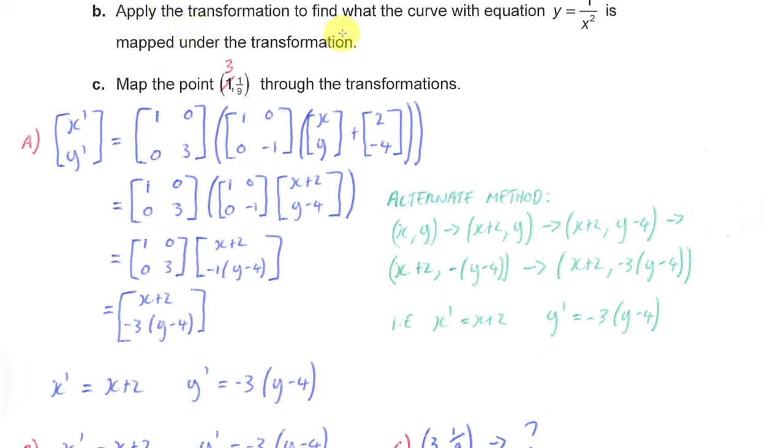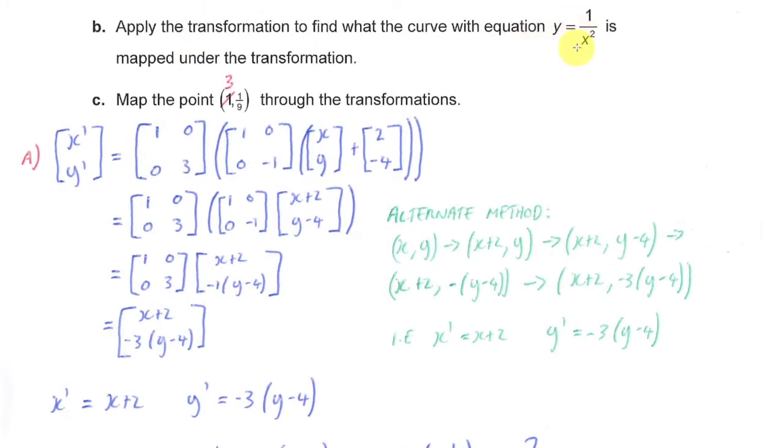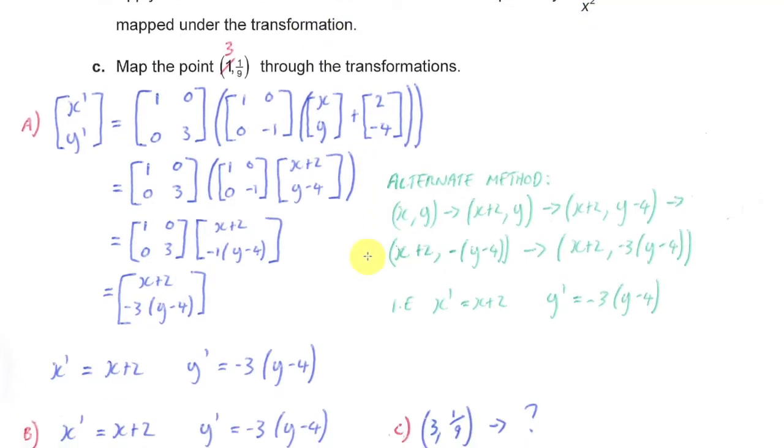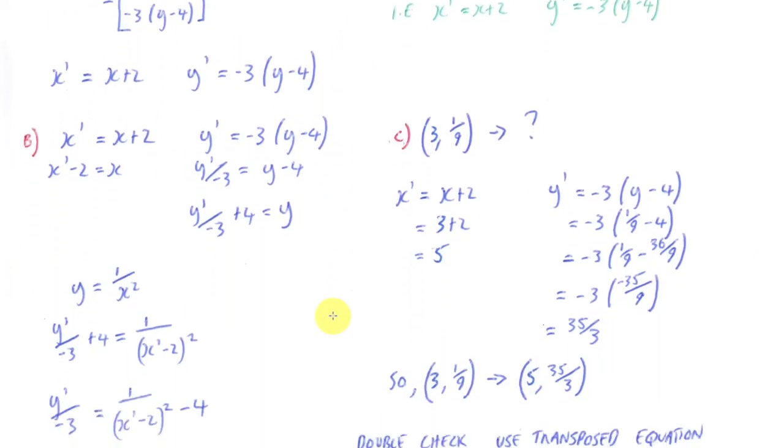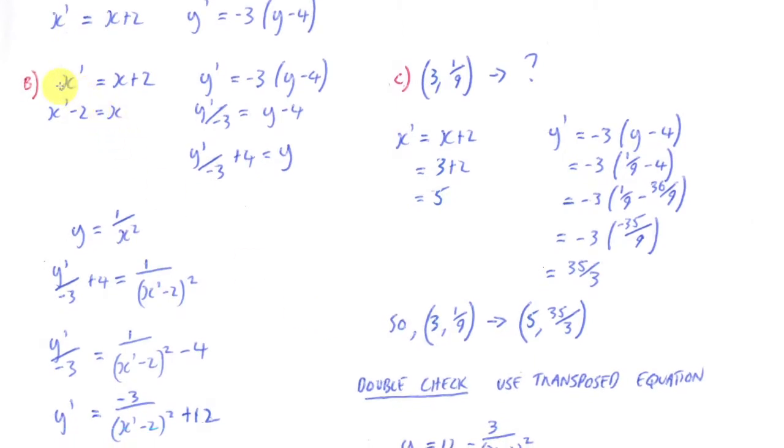In B, apply the transformation to find what the curve with the equation y equals 1 on x squared is mapped to under the transformation. So I'm going to use this information from part A, and that will feed into B here. So for B, x prime is equal to x plus 2. Solving for x, I get x is equal to x prime take 2. Y prime is equal to this, and solving for y, I get y prime over negative 3 plus 4.